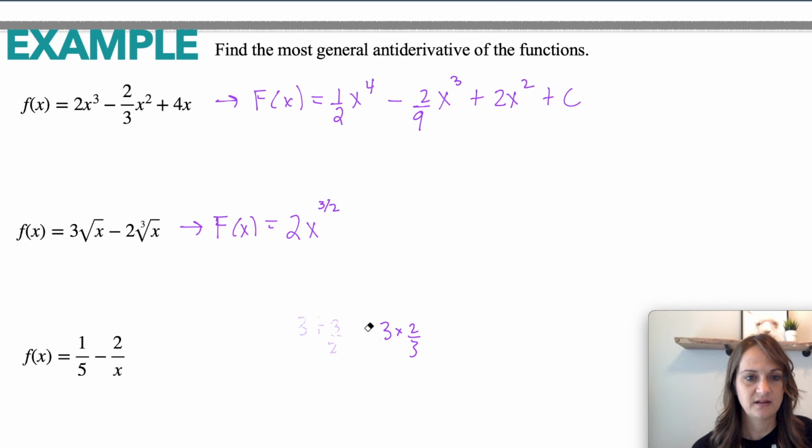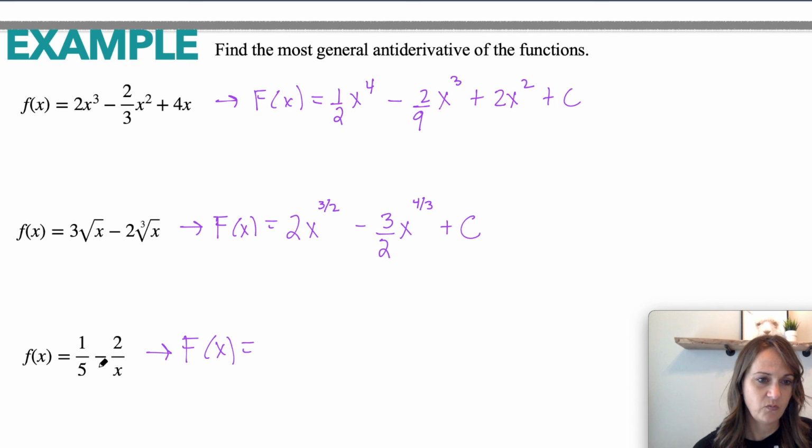And then next, you get minus 2x to the 1/3. You add 1, so 1/3 plus 1 will give you 4/3. But you got to divide by 4/3. 2 divided by 4/3 is the same thing as 2 times 3/4, which is 3/2. So that becomes 3/2. And then plus c.